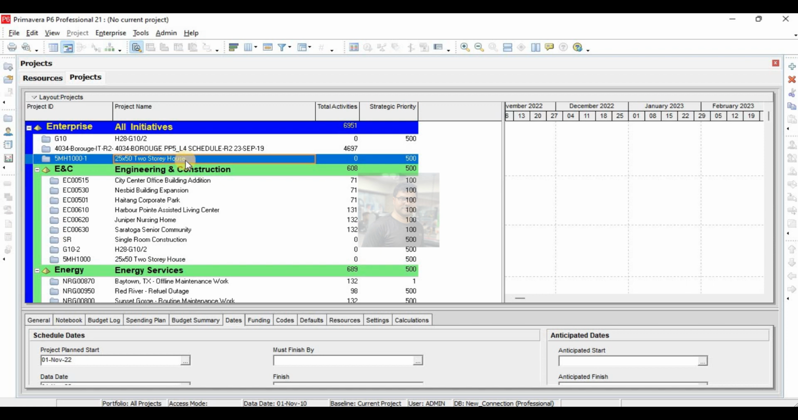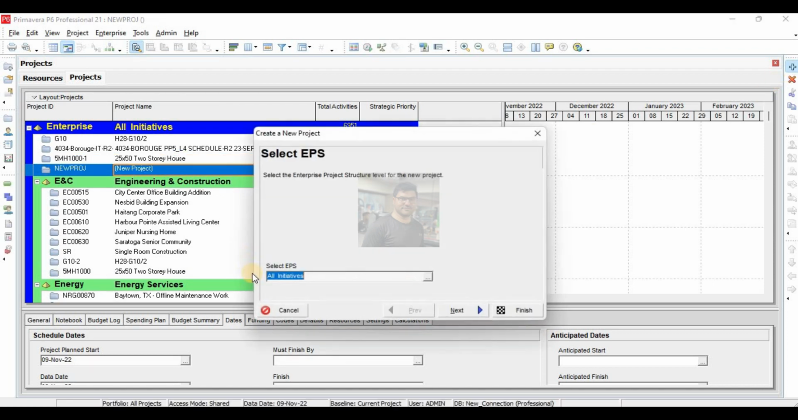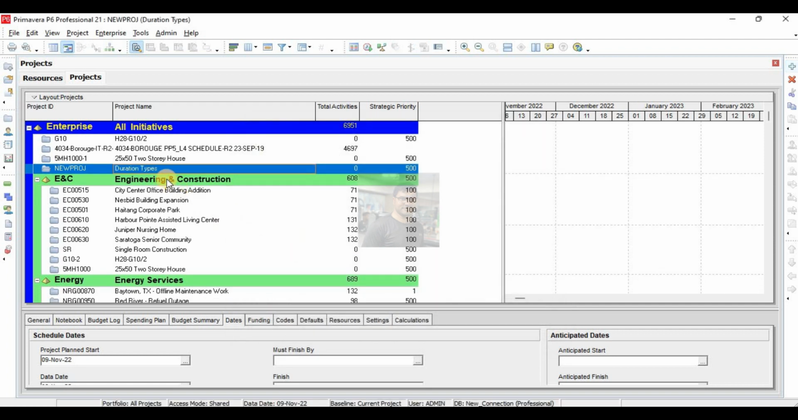In today's video, we will discuss duration types in Primavera. To explain duration types in Primavera, I will define a sample project by the name of duration types. This is the name of my project. I will open this one.